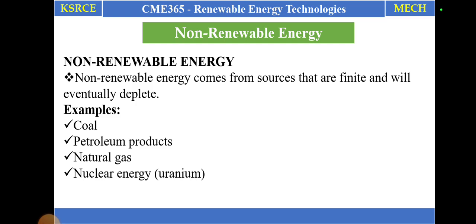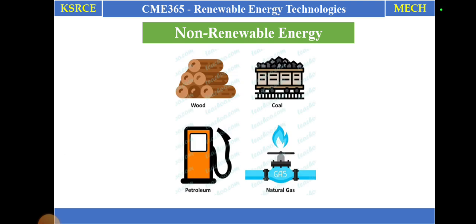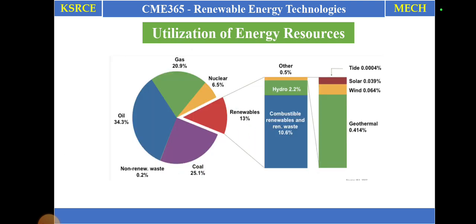Their potentials are limited and are considered very precious. They should be used with care and caution to let them last long. They are also contributing to global environmental pollution. We are utilizing the energy resources: 20.9% of gas, 34.3% of oil, 0.2% of non-renewable waste, 25.1% of coal, 6.5% of nuclear energy, then 13% of energy are using renewable energies.